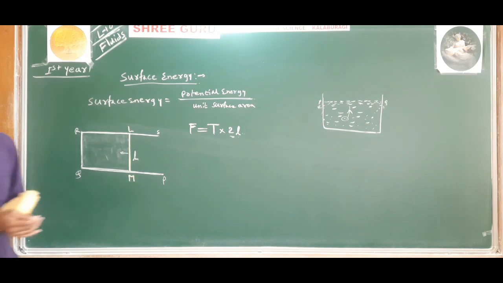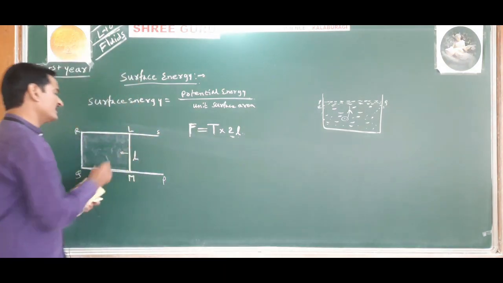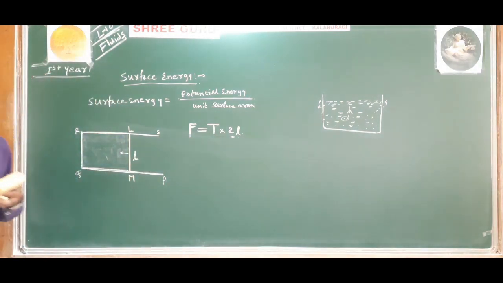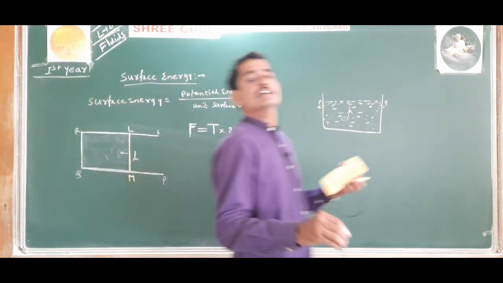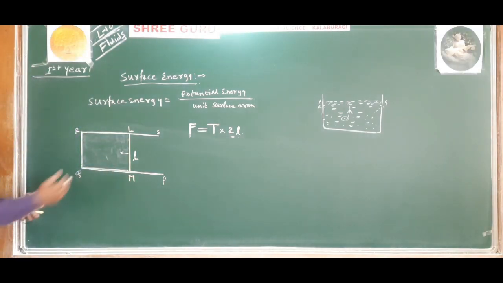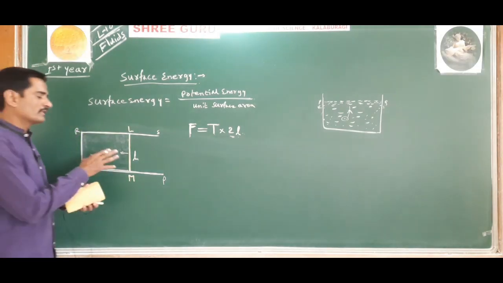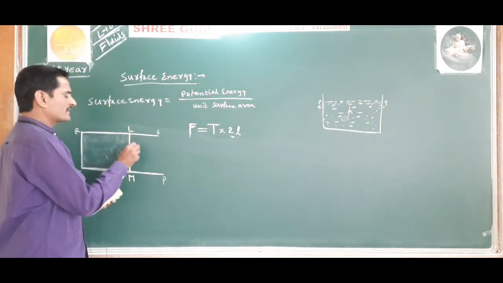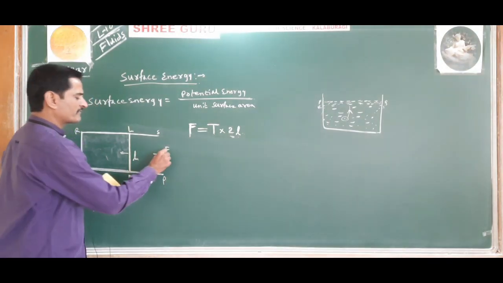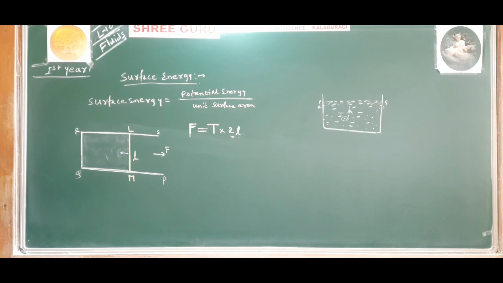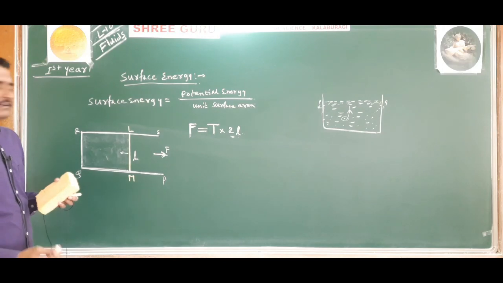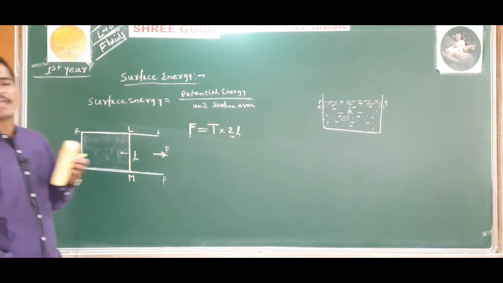So if there are two surfaces, the force acting on this side LM is F equal to T into 2L, and this force is acting due to the surface tension. Due to this force, the side LM is moved inward. Now if we want to keep the side LM static, then an equal and opposite force F must be applied in the opposite direction. Then the side LM will remain static.